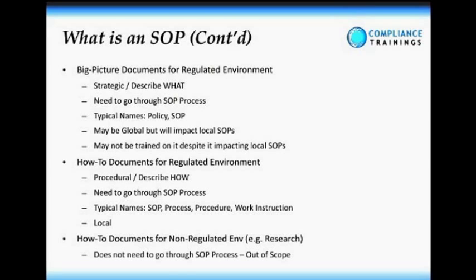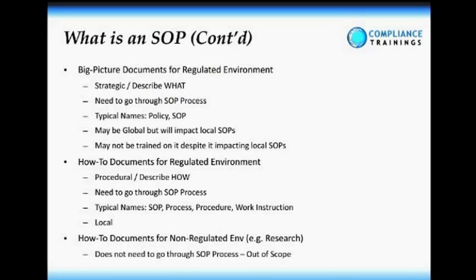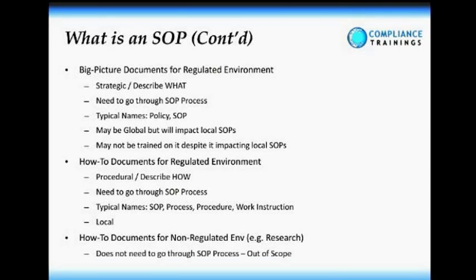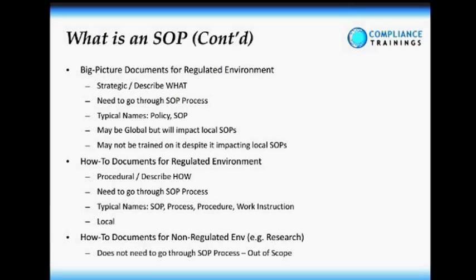So let's start off by looking at the big picture documents. These documents, I call them big picture. I did not really know what to call them, but they are really more at a strategic level. They describe what the company will be doing. They're really SOPs, even though they might have names like policies, plan, a quality plan. They really are SOPs and need to go through the SOP process.